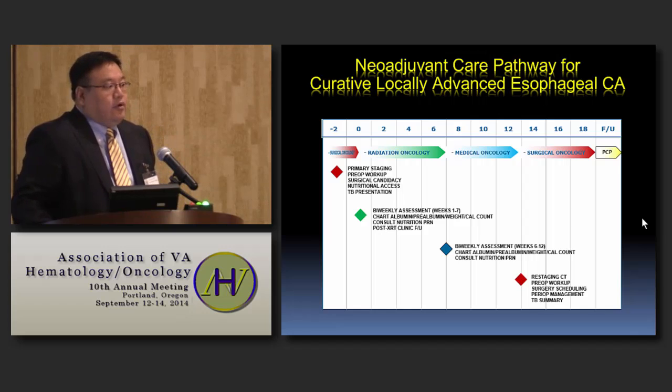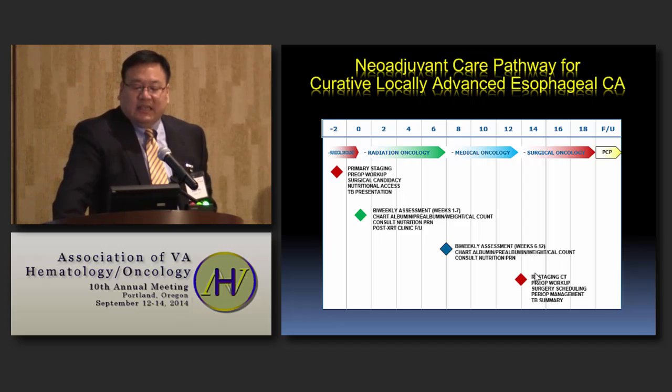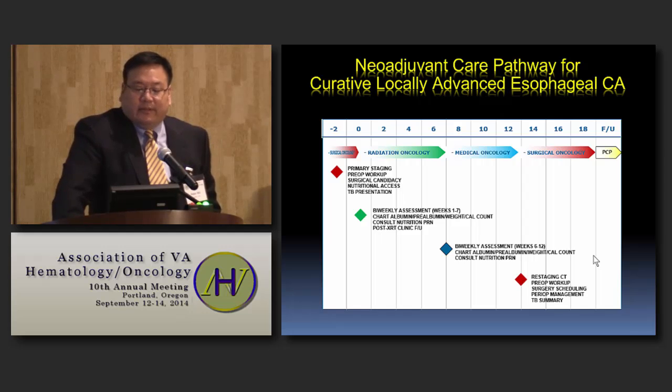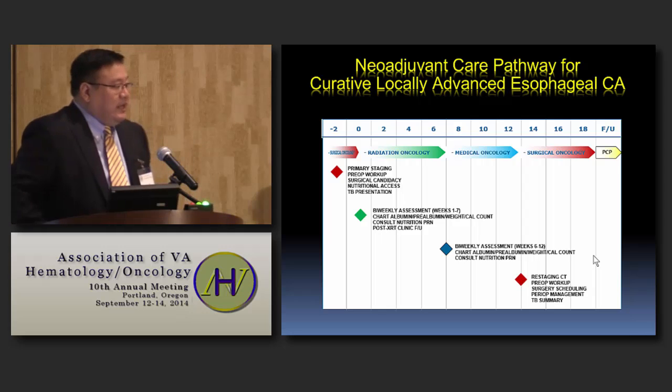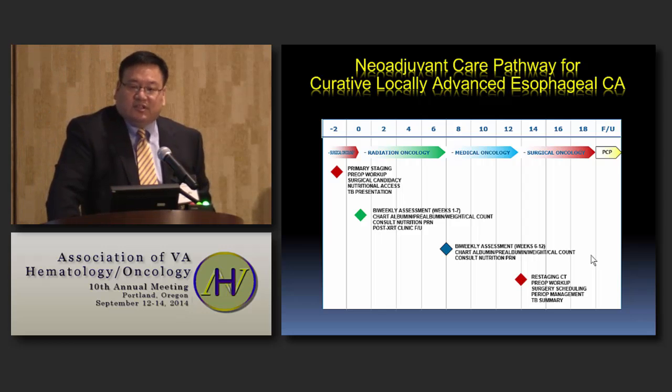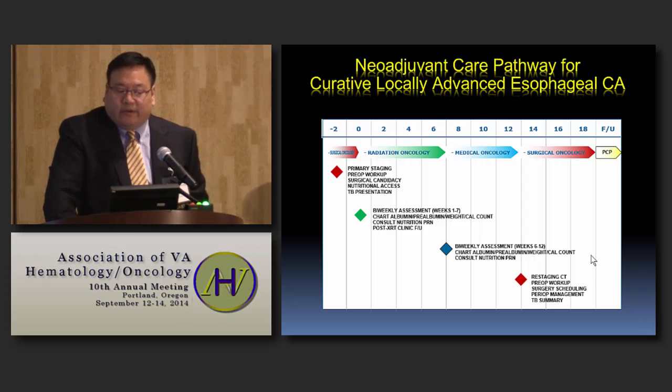This is an example of our critical care pathway at our institution currently. We divided it by specialty primarily to identify people to take ownership of the patients during certain segments of their treatment. During the early period, surgical oncology managed the primary staging, the preoperative workup, determine their surgical candidacy, assess whether they need a feeding tube, and present the case to all the specialties at tumor board. When they initiate radiation and chemotherapy, the radiation group takes primary responsibility with biweekly assessments, charting albumin, prealbumin, weight, and calorie counts, and consulting nutrition as needed.